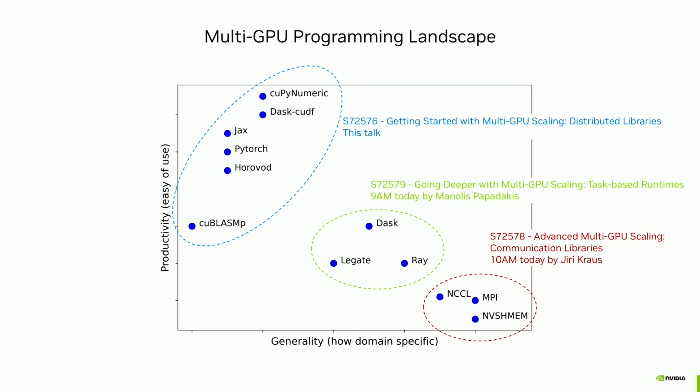And then finally, Jiri will talk at 10 a.m. about the more raw communication libraries, where everything is much more explicit. And of course, these libraries work together, and so you would often see that the higher-level libraries use the low-level libraries for communication and orchestrating the data distribution.